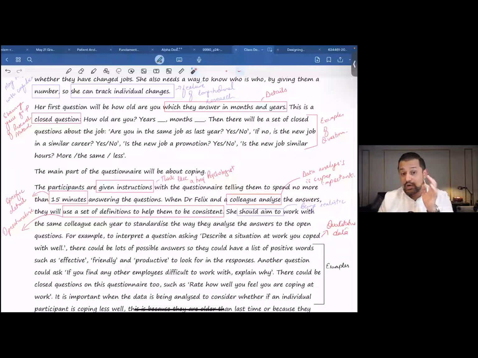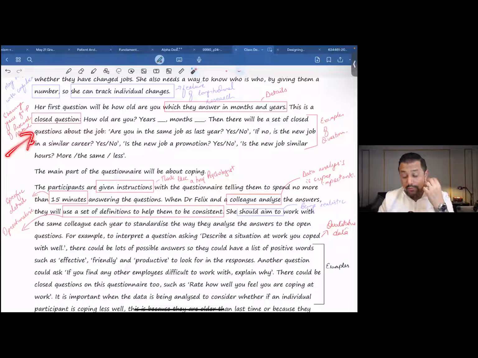Question mark, yes and no again. Is the new job similar hours? Question mark, more/the same/less. Now, these are all examples of closed-ended questions that, let's just say, the student had mentioned earlier. So pretty detailed examples of what sort of questions you'd ask, and through these questions, what sort of information you plan on gaining from them.